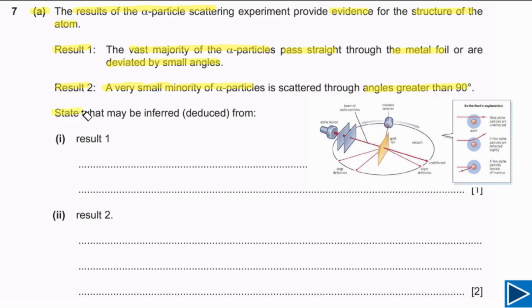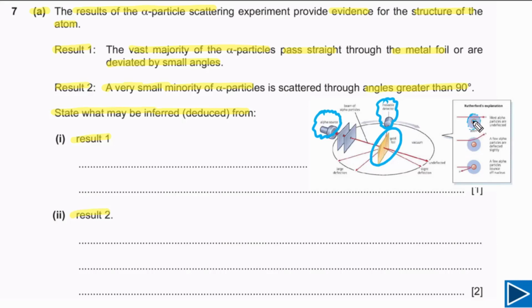From these results, we need to state what may be deduced, meaning what we can deduce from result 1 and what we can deduce from the second result. First, let's try to understand these observations a little more. In this figure you can see the source of alpha particles, here we have the detector, and here we have the gold foil, meaning the metal foil. Now, in this second figure, we look at only one atom.